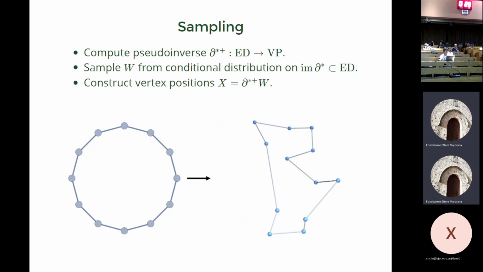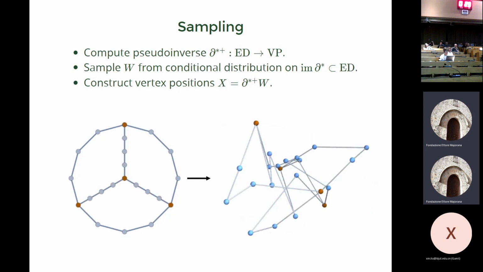Cycle graph, okay, here's a random cycle. A more complicated graph: the junction nodes are in orange, and you can see where they end up here. Those are the degree 3 vertices. All the other vertices are degree 2.